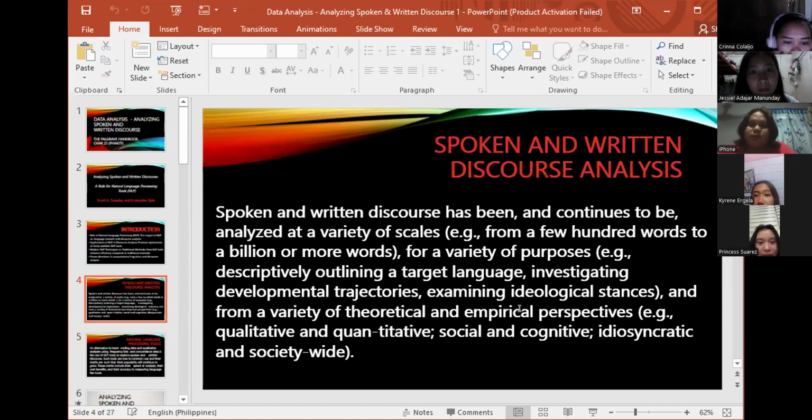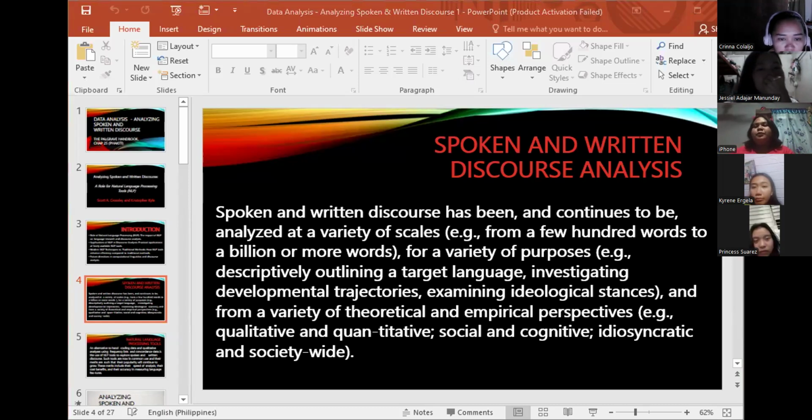Now, the spoken and written discourse analysis continues to be analyzed at a variety of scales, for example, from a few hundred words to billions of words, for a variety of purposes. For example, descriptively outlining a target language, investigating developmental trajectories, examining ideological stances, from a variety of theoretical and empirical perspectives. So the main point of this is that the NLP tools will help.